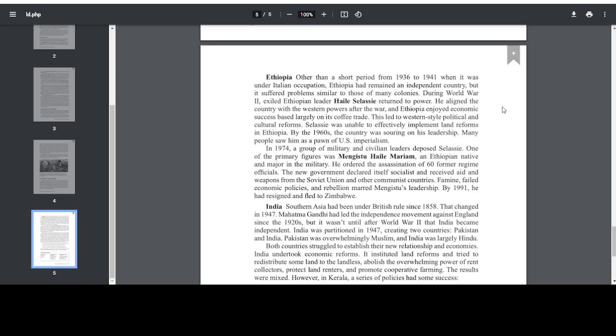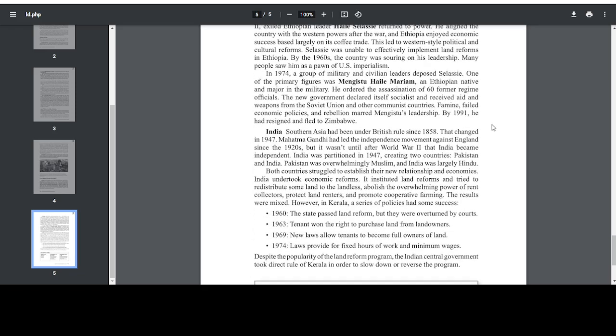Selassie was unable to effectively implement land reforms in Ethiopia. By the 1960s, the country was souring on his leadership. Many people saw him as a pawn of U.S. imperialism. In 1974, a group of military and civilian leaders deposed Selassie. One of the primary figures was Mengistu Haile Mariam, an Ethiopian native and major in the army.